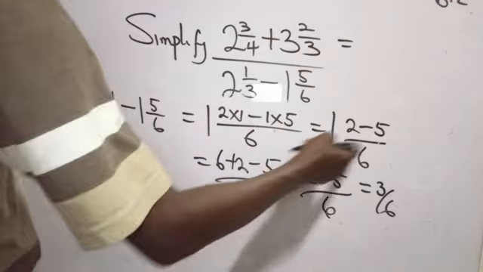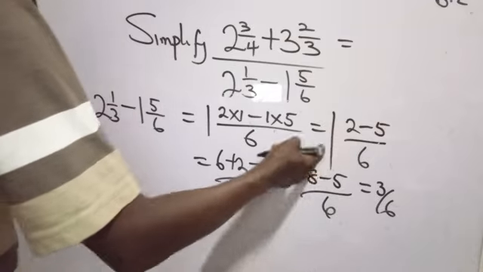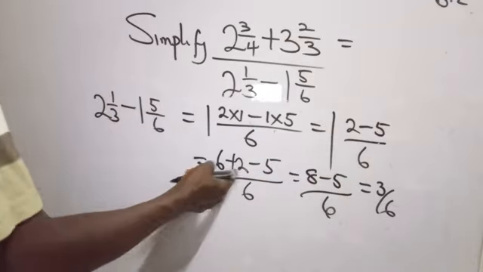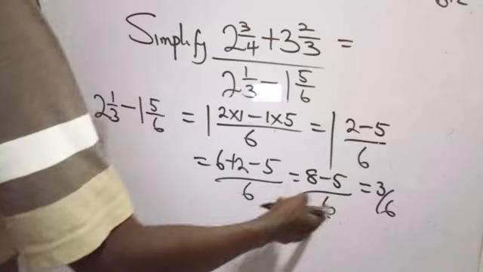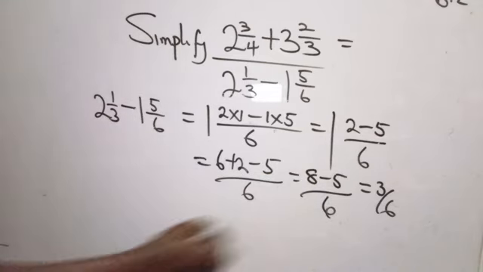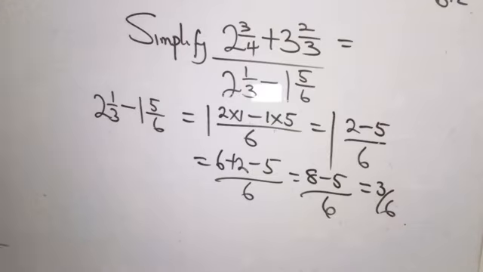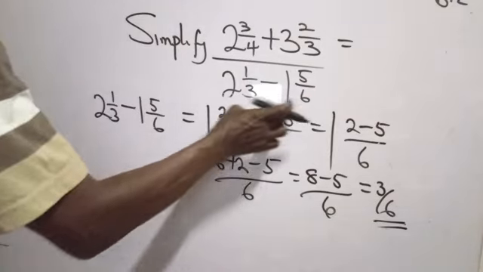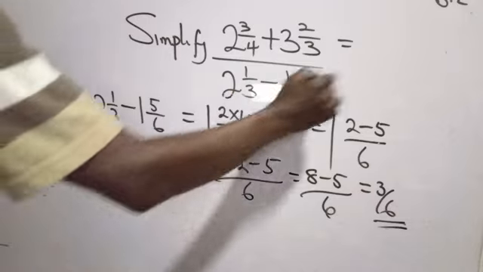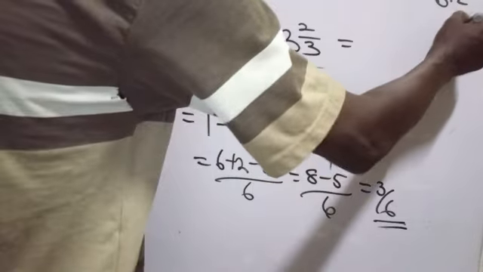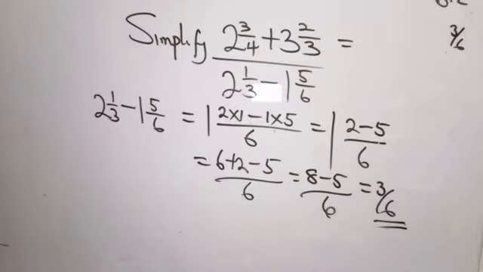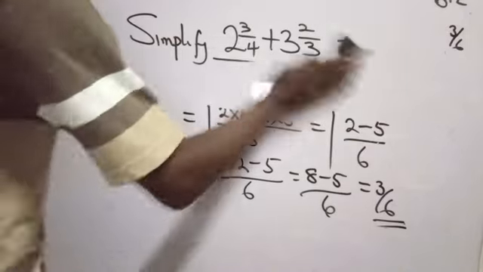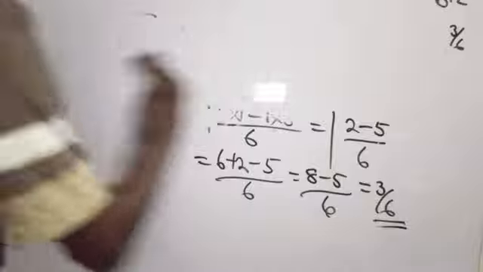So now what? 1 has gone. So 1 has become 6. 6 plus 2 is now 8. Then minus this 5 all over the LCM. So that will give us what? 3 over 6. Okay. Now we have gotten 3 over 6 for the fraction here. So let's keep it somewhere also. 3 over 6. Fine. So we now go back.